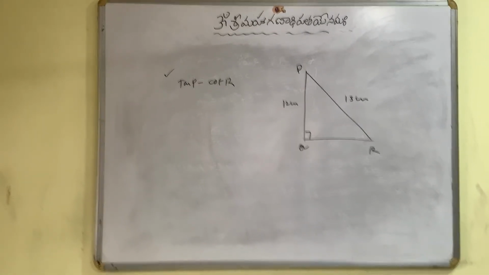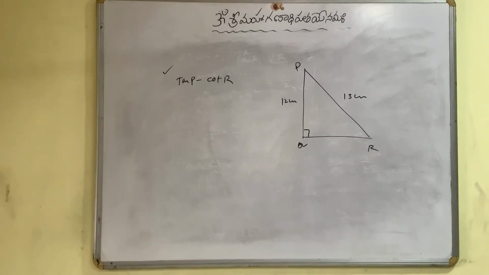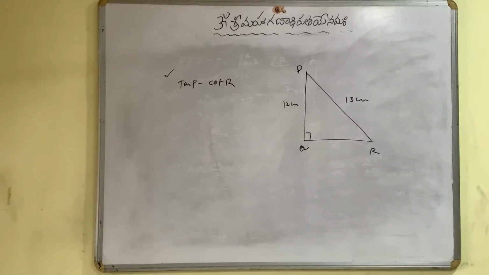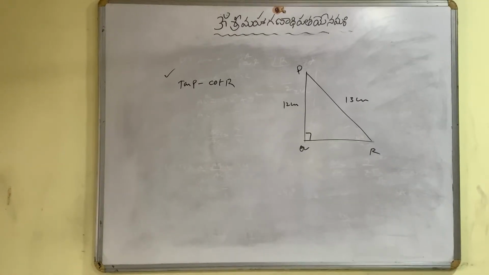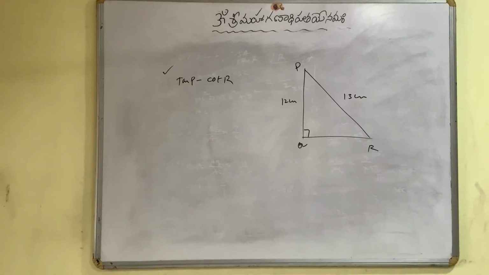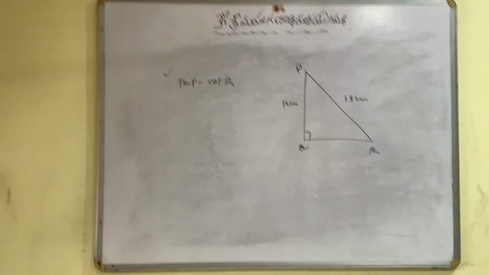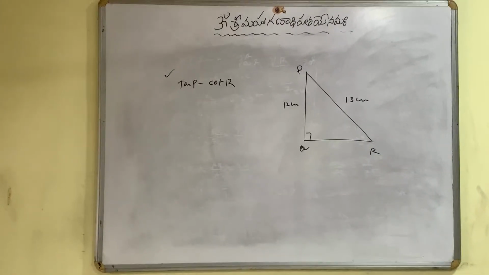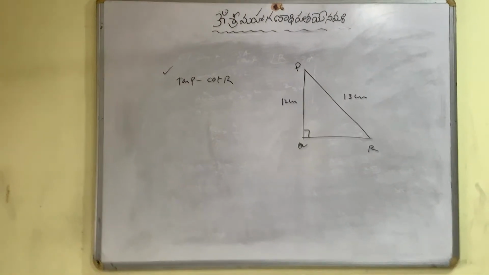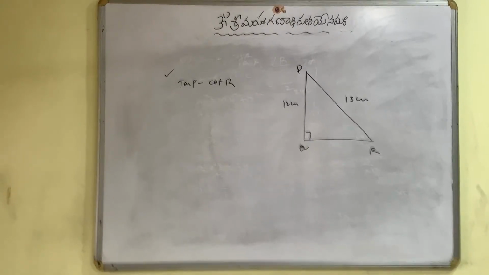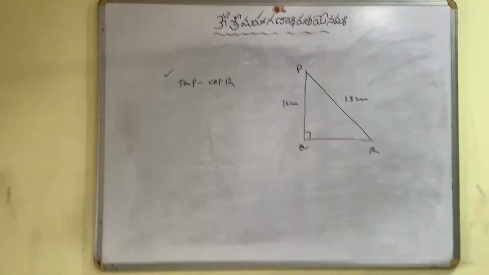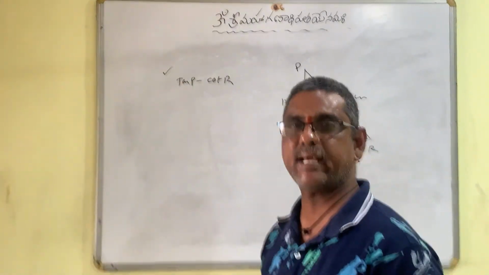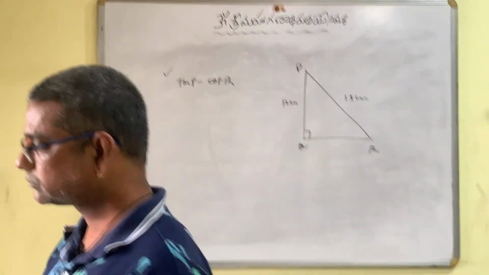0. Very good, very good. Because angle P plus angle R is 90, so tan P is equal to cot R. So their difference is 0. Now find out the value. What is tan P? What is cot R?